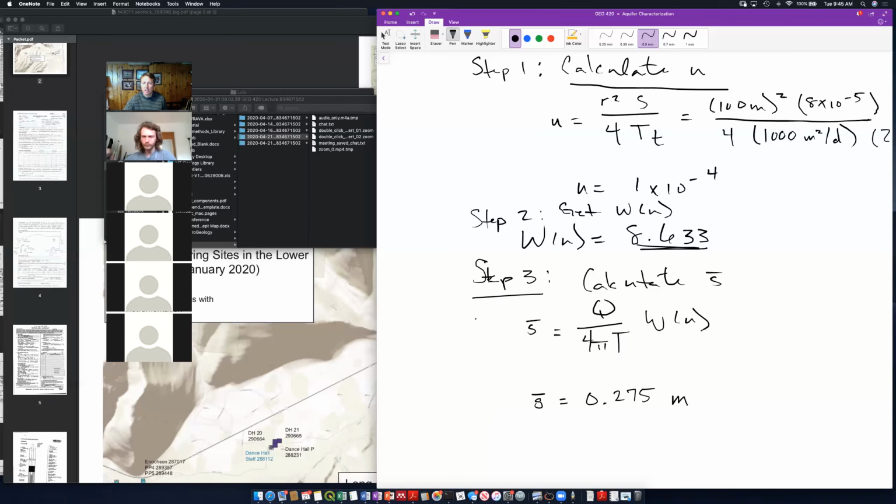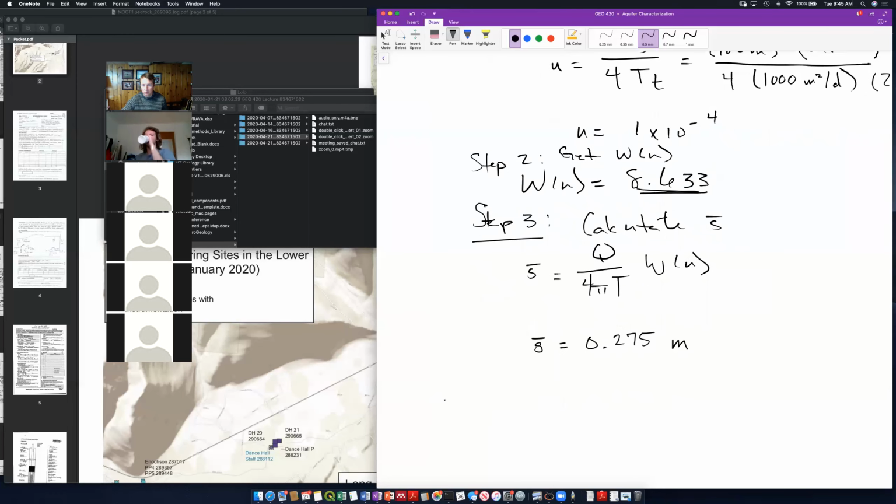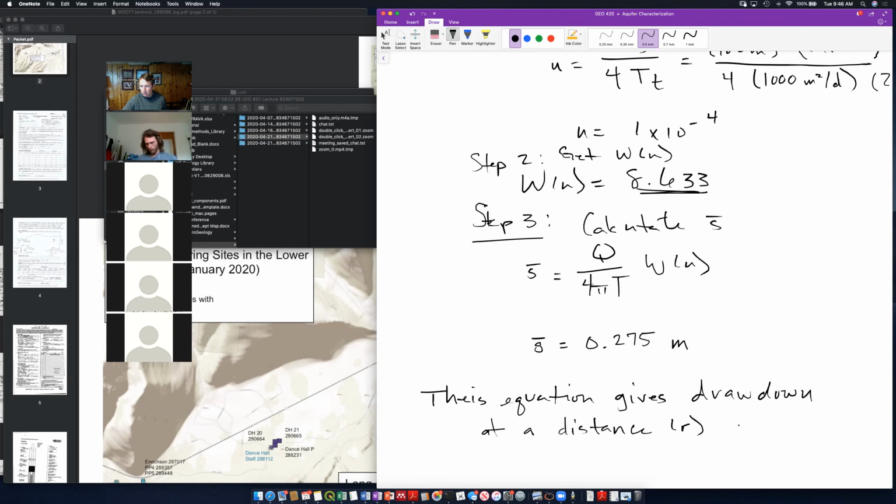Okay, so the Theis equation gives drawdown at a point at a distance r and time t, important, given S and T, given my aquifer parameters.